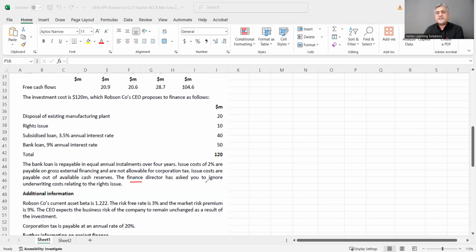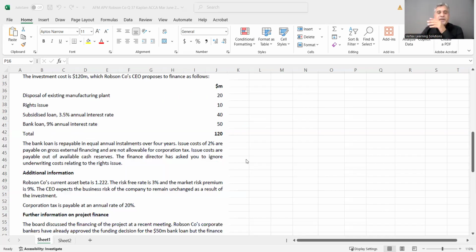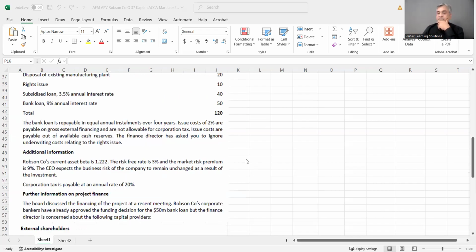Why does the finance director say that you can ignore underwriting cost? Underwriting costs are always there. They arise where you have a rights issue, so you have to pay when you issue the shares. You involve some financial institution for the rights issue, and they don't provide the services for free. It's a $10 million rights issue, so there might be a significant cost, maybe 2% or 1% or 3% of the total. So you should not be ignoring it. Anyway, it does not impact the calculation. Additional information.